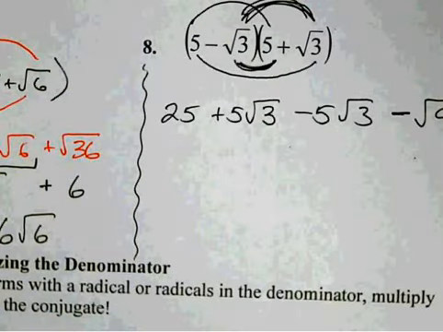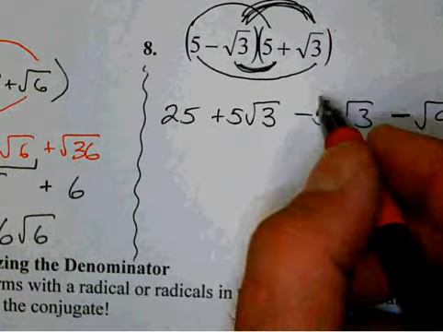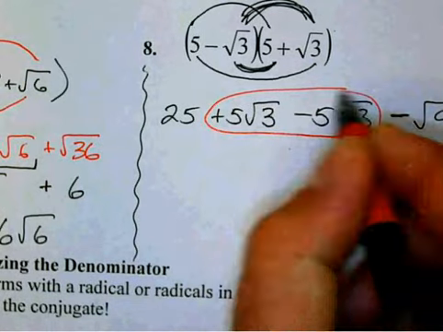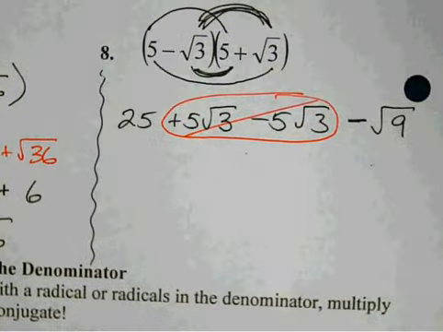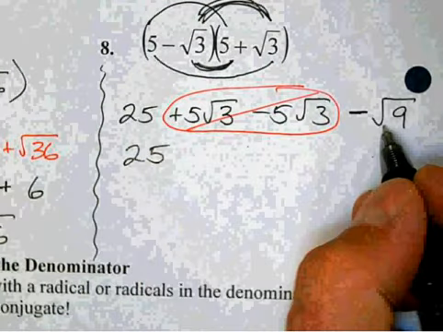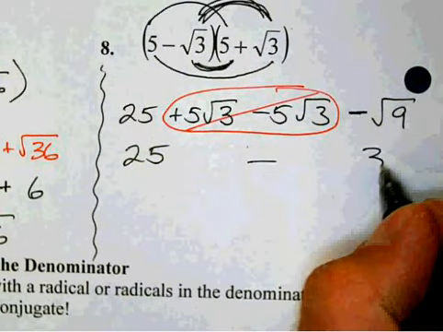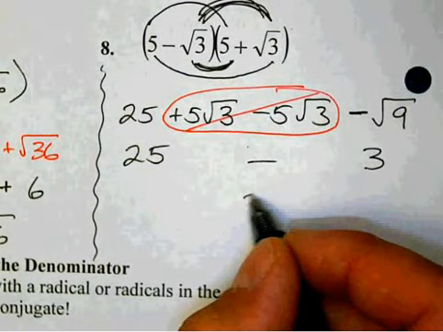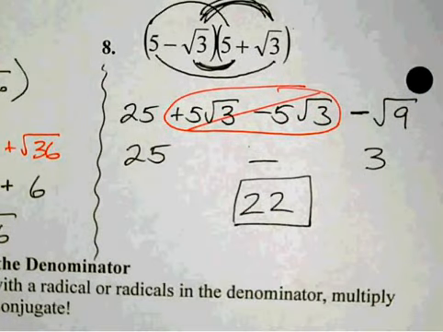Okay, Tara and Abby, does anything simplify? The middles cancel. Good, they're gone. What's root 9? 3. Answer? 22.